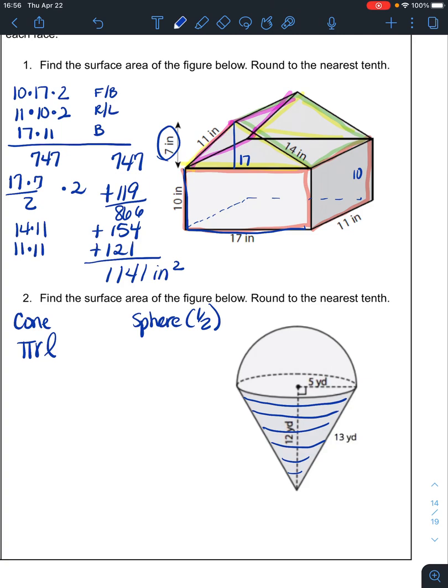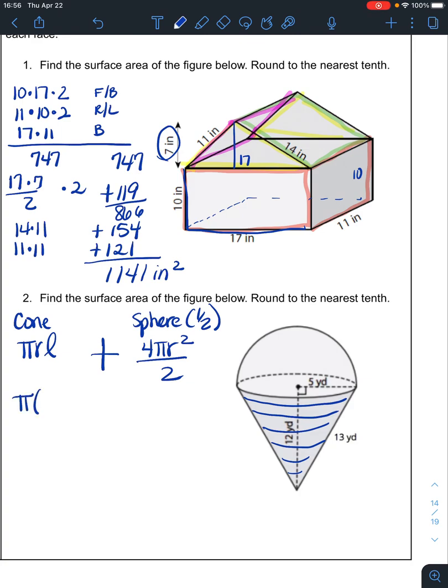And then we have a sphere, and we need the surface area of our sphere because we're doing this, right? And so we need the surface area of our sphere, but we only want half a sphere. So we want to take our surface area, 4 pi r squared, and we want to divide it by 2. And we want to add those two together.